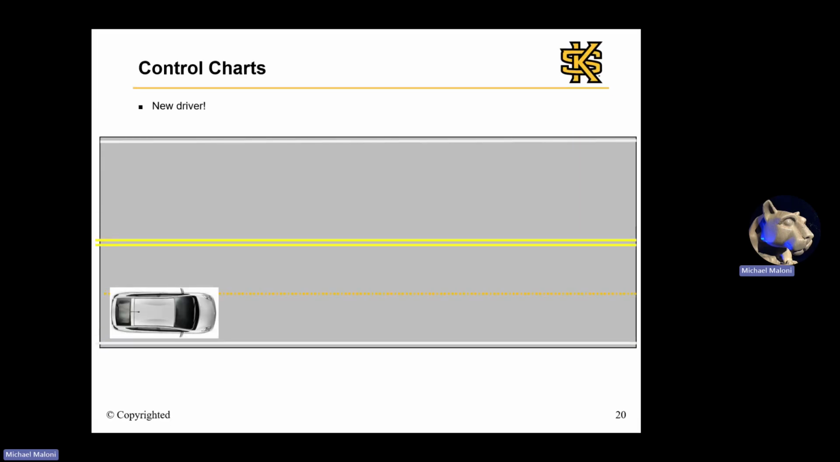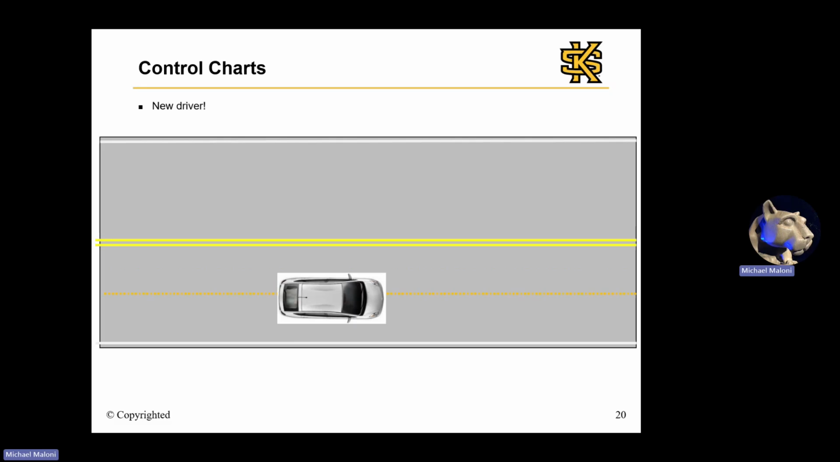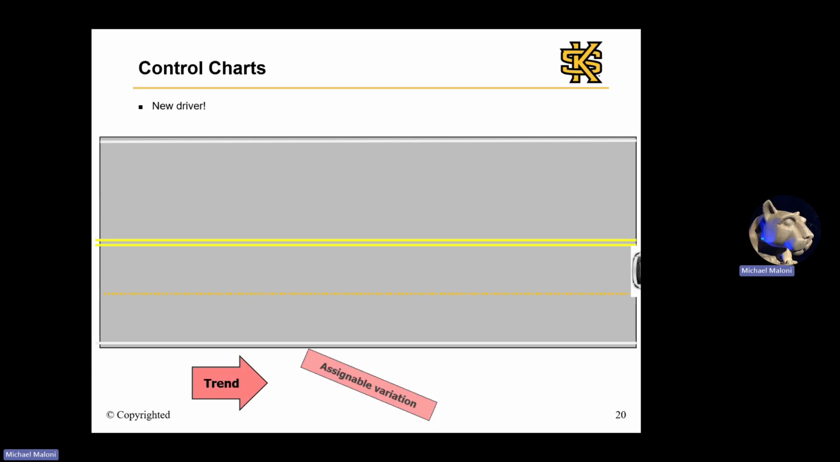Suppose that our driver stays within control limits, but continually drifts to the right towards that lower control limit, or maybe to the left towards the upper control limit. We'll call this a trend. Again, not good. It suggests assignable cause. We should stop and fix that underlying cause to remove the assignable variation.